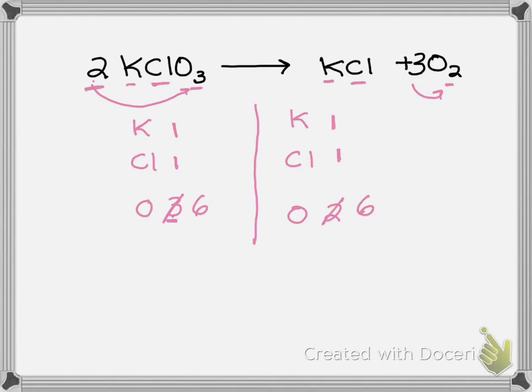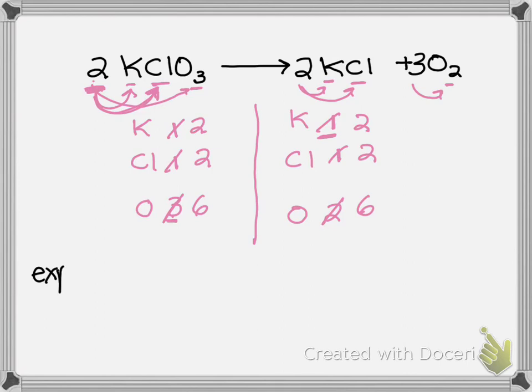Now the problem is when I put this 2 here, it also affected the potassium and the chlorine. So now I have 2 potassium, but I only have 1 here. So sometimes, remember, we have to go back, and then I can put a 2 here, and then 2 times 1 would give me 2. And then I have 2 chlorine, and I have again 2 chlorine. So my balanced equation, what I would expect.